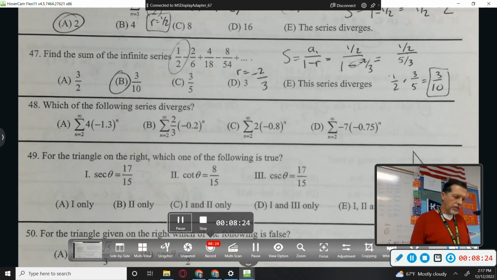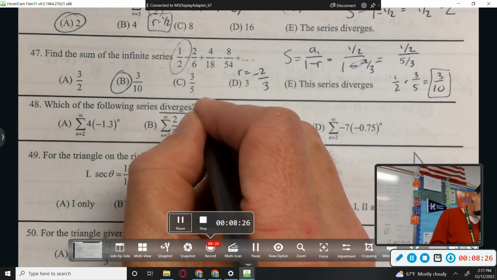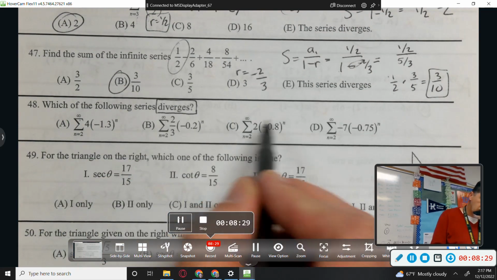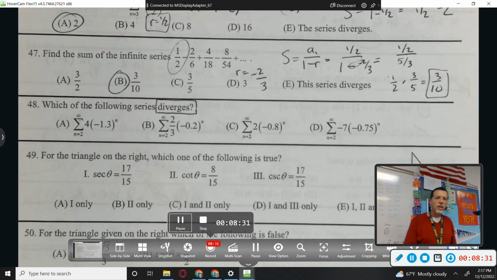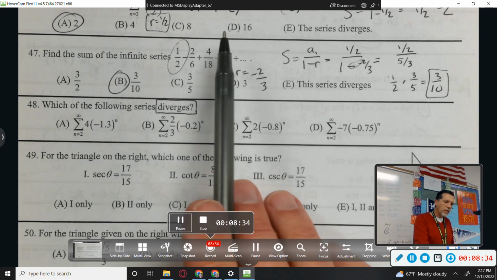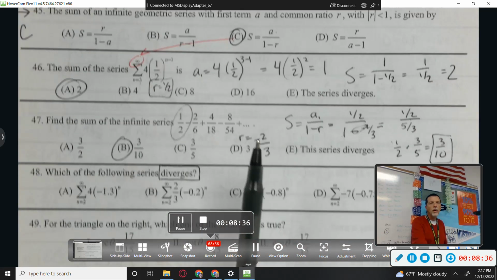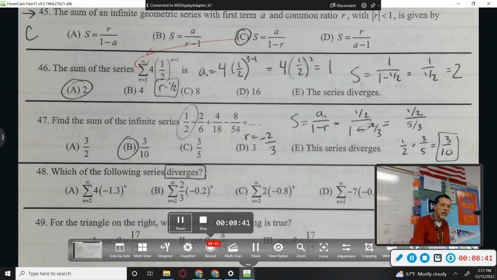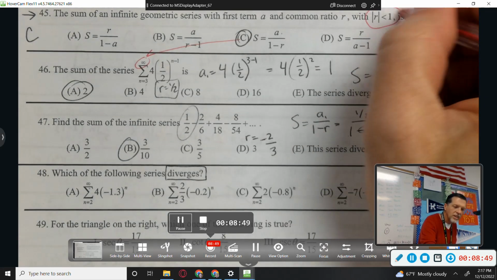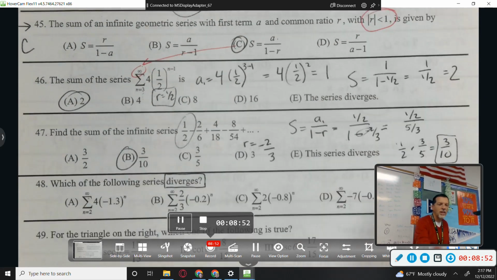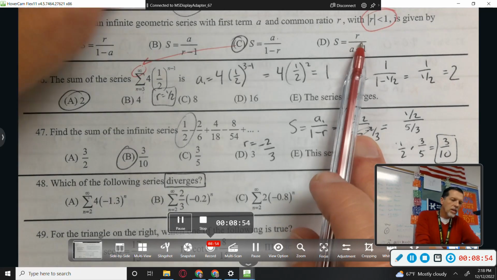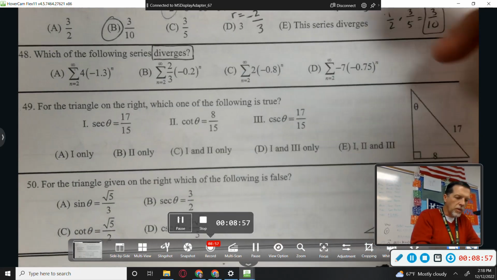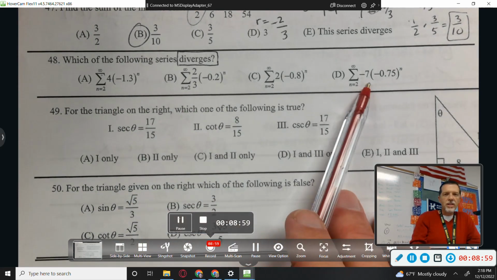48. Which of the following series diverges? Okay, and they're all infinite, so I've got to be careful. Looking back at 45, 46, 47, what made all of those converge, or what made that formula work? Not a positive first number. It doesn't matter what the first number is. What matters is the absolute value of R is less than 1. Kind of give it away here, number 45. So I need the common ratio, the multiplier, to be less than 1.